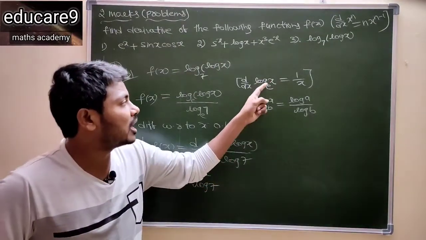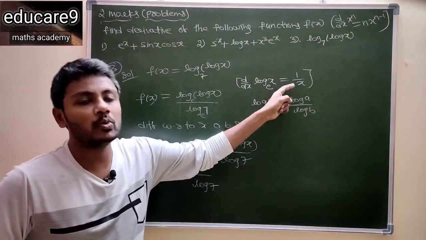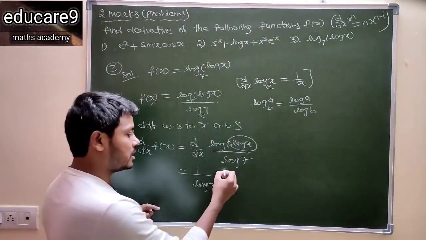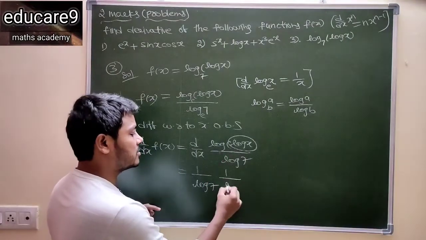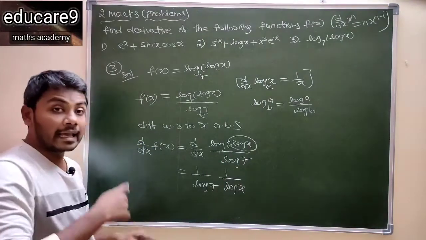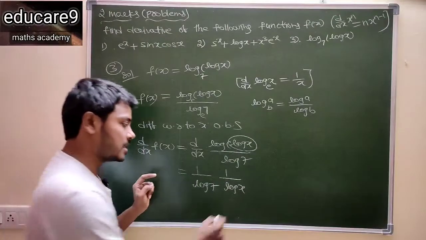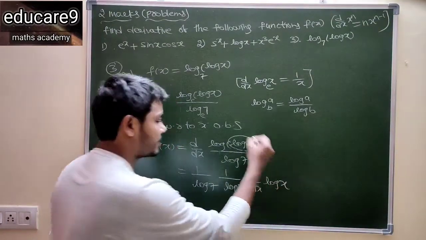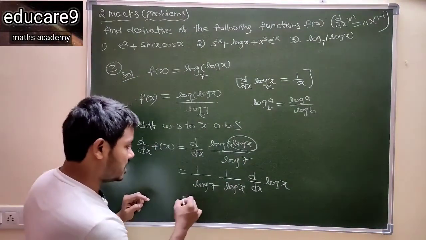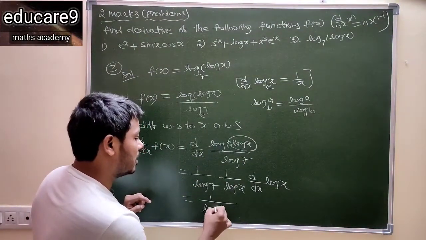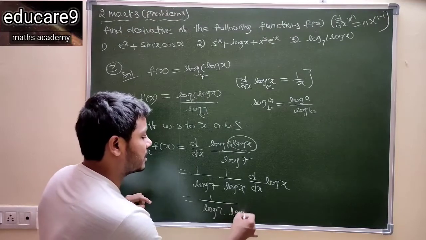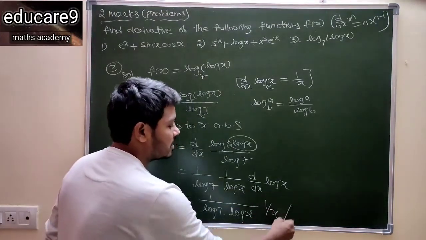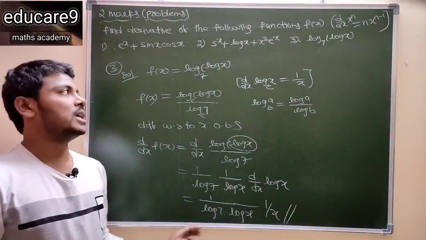So it is in the form of log of something. So what is the derivative? 1 by x. So in place of x, log x is there. That is, the derivative of log x is 1 by log x. Again the internal derivative of log x, that is d by dx of log x. So this is 1 by log 7 into 1 by log x, into the derivative of log x, 1 by x. So this is the derivative of the given function.